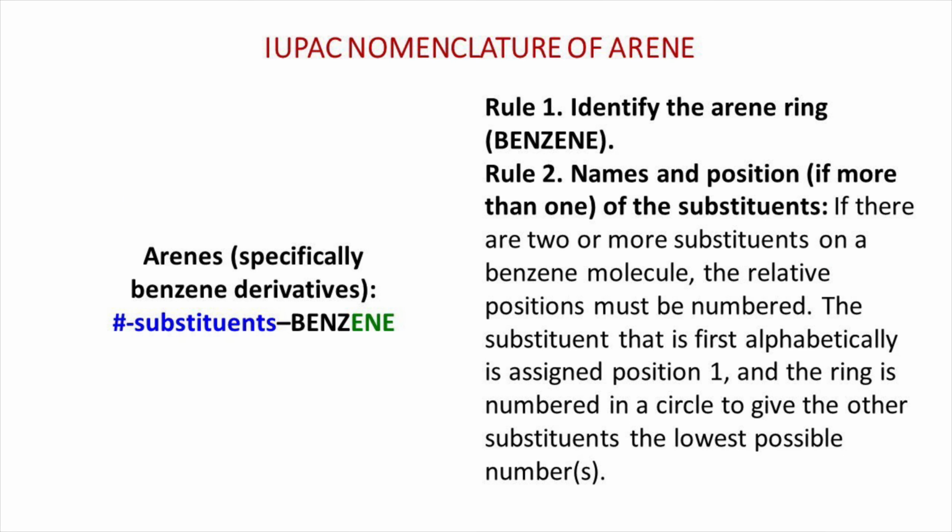Next, we can discuss the nomenclature of arenes. Here there are two rules. Rule 1: identify the arene ring. Rule 2 is for the name and position of the substituents. If there are two or more substituents on a benzene molecule, the relative positions must be numbered. The substituent that is first alphabetically is assigned position 1 and the ring is numbered in a circle to give the other substituent the lowest possible number. That is, the arenes are named as substituted benzenes.